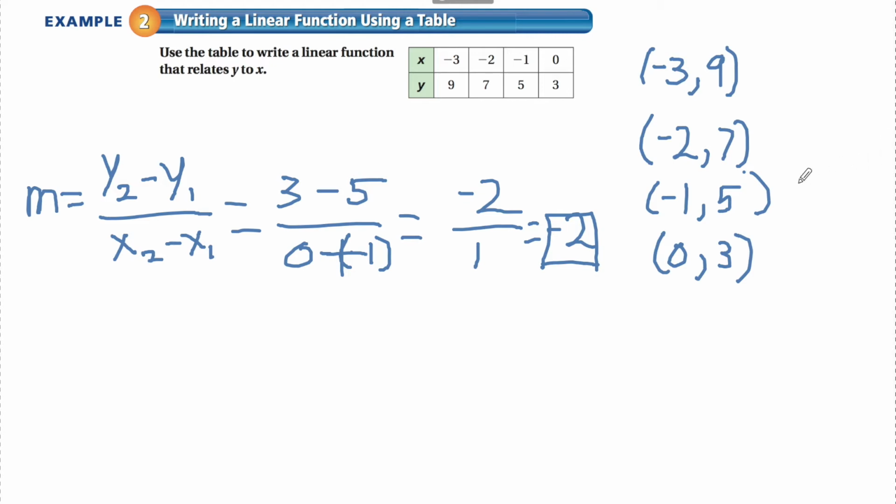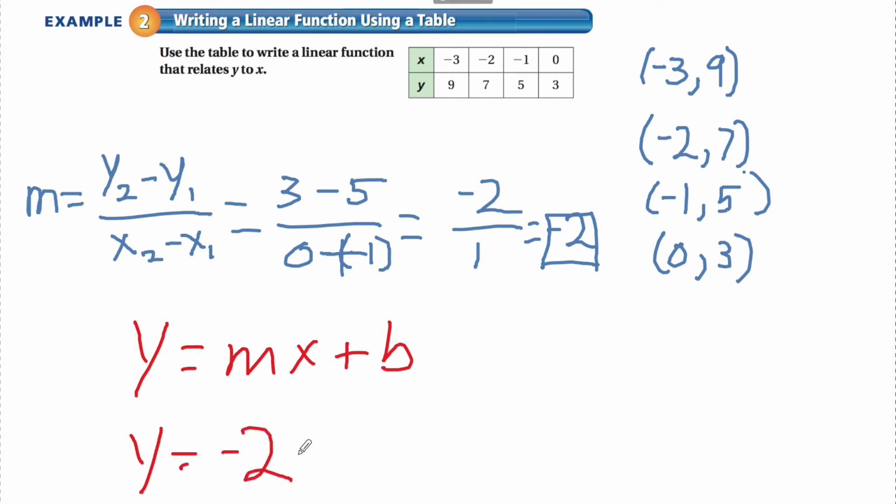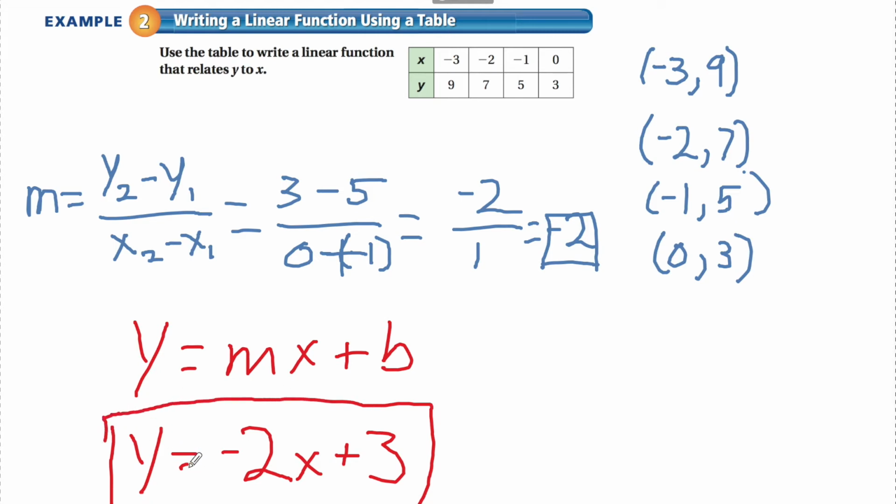So, to write it as our equation, y equals mx plus b, we just have to fill in what we know. Y equals, our slope is -2, x, and our y-intercept is 3, positive 3. So our equation for example 2 will be y equals -2x plus 3.